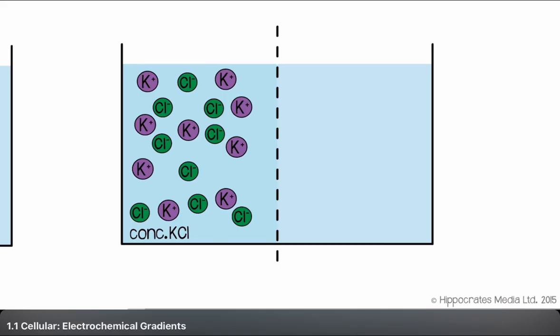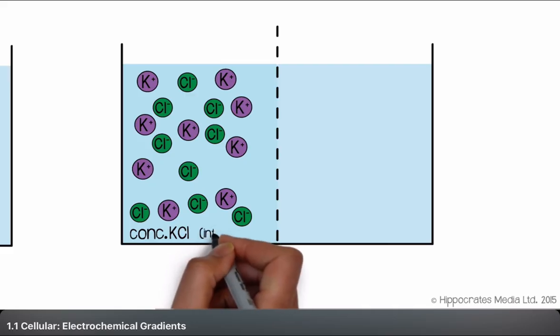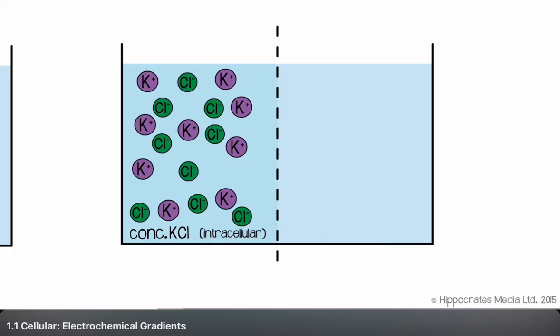Now, in any solution of potassium chloride, you're going to have the same number of positive ions and negative ions. And so there's no charge imbalance, if you like. There's no extra positives, there's no extra negatives. It's a neutral solution, and it contains both types of ion. Now this is a relatively concentrated potassium chloride solution, and I'm going to say that this side of our little experimental cell is like the inside of a real cell, because the inside of a real cell has relatively concentrated potassium within it.